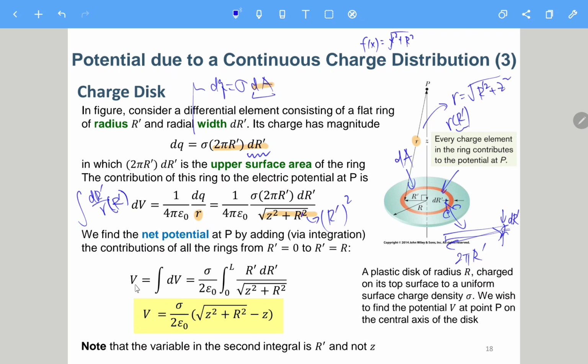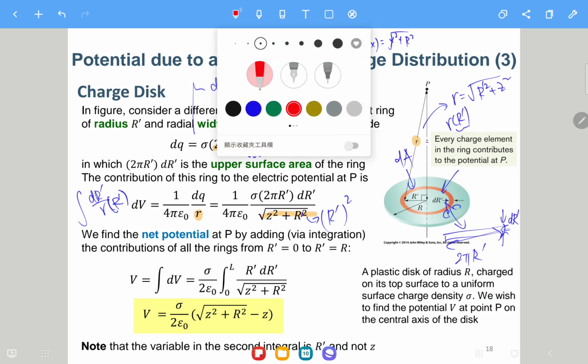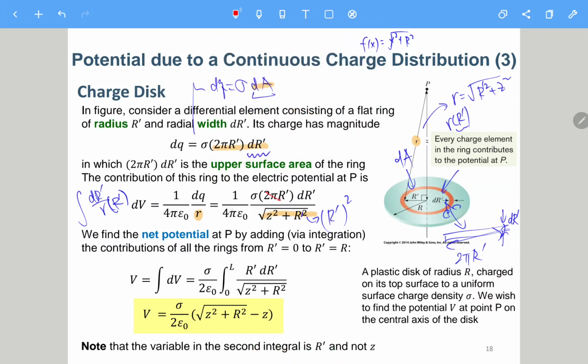Okay, so later on we have V equals the integration of dV, and then we plug this one here. We can do some cancellation first. We have a 2 pi that partly cancels with this one to be a 2. So we have 2 epsilon naught here, 2 epsilon naught, and then we have sigma put in here. So altogether we have sigma over 2 epsilon naught here.